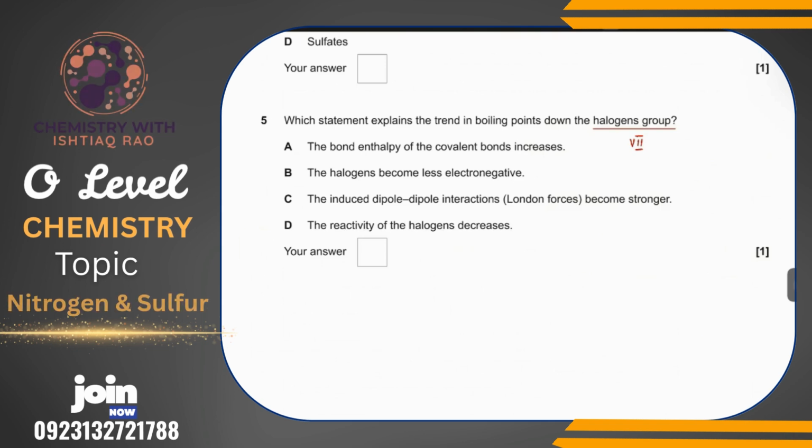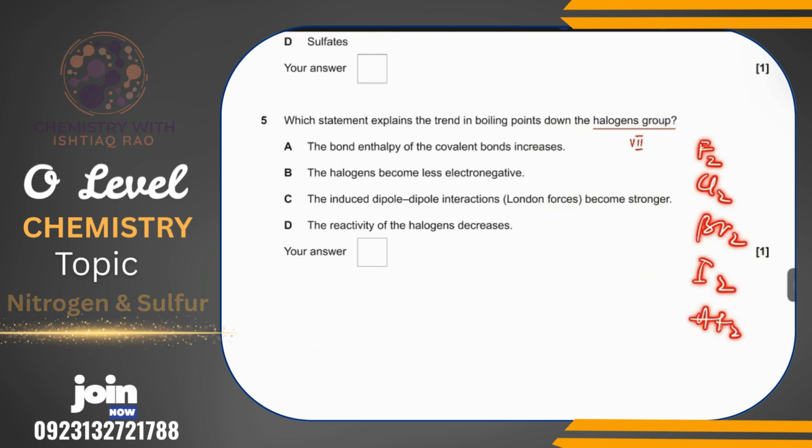Fluorine, chlorine, bromine, iodine, and astatine. These are the group 7 non-metals. And we know that these are gas, liquid, solid, solid. As we go down the group, the number of electrons increases, so the IMF increases. So the melting and boiling point increases.